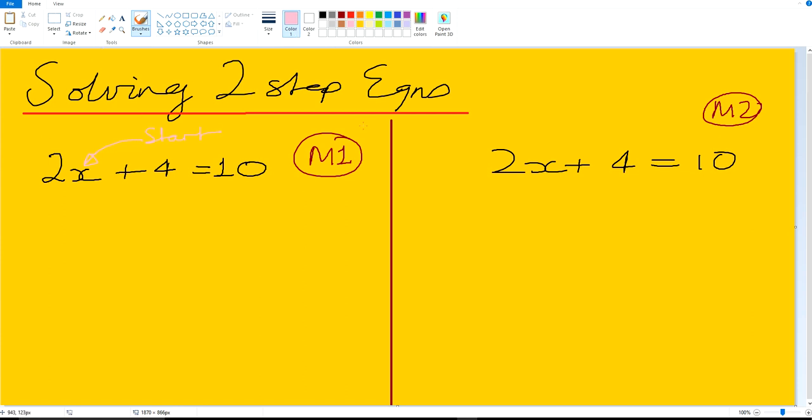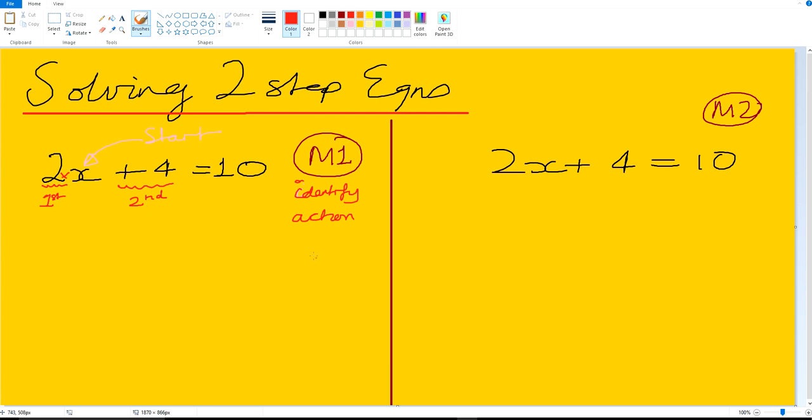Now we need to identify the actions. When I say actions, what I mean is what's been done to x. First of all, x has been timed by 2. I'll call this our first action. And then it's been added by 4. This is called our second action. So there are 2 things being done with x. X has been doubled, then it's been added by 4. That's the first thing done, that's the second thing done.